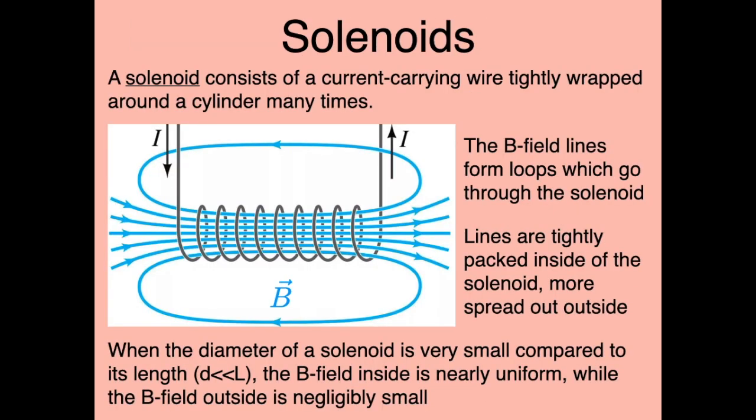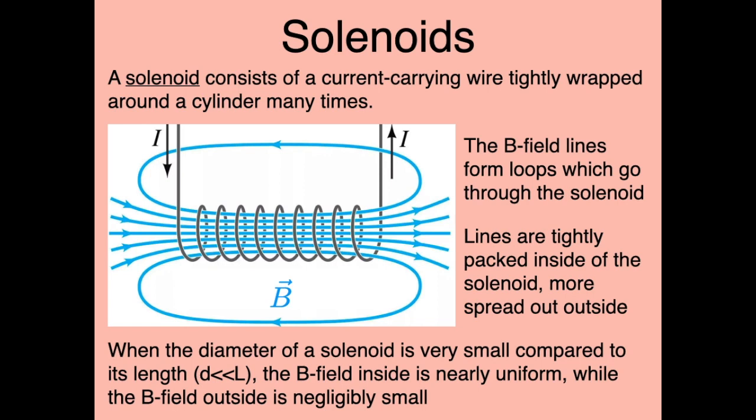Okay, so we've done a few examples of infinitely long straight wires and how we can use Ampere's law to calculate the magnetic field in those sorts of situations. But there are other examples that we want to get to. So the next one is a solenoid.